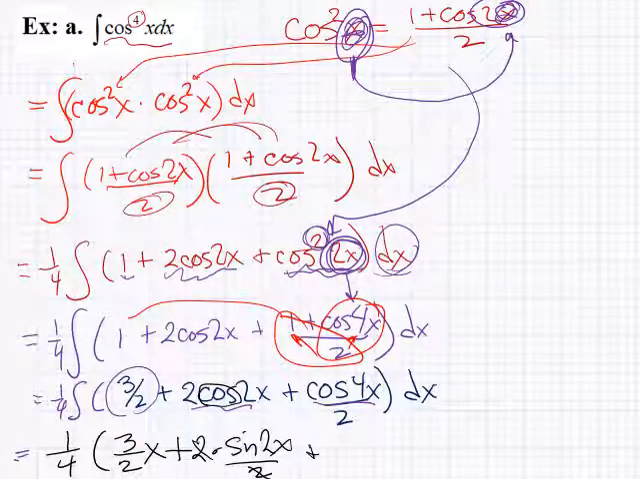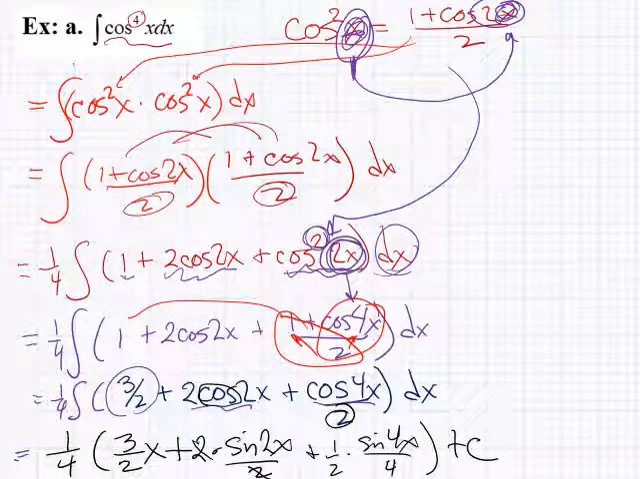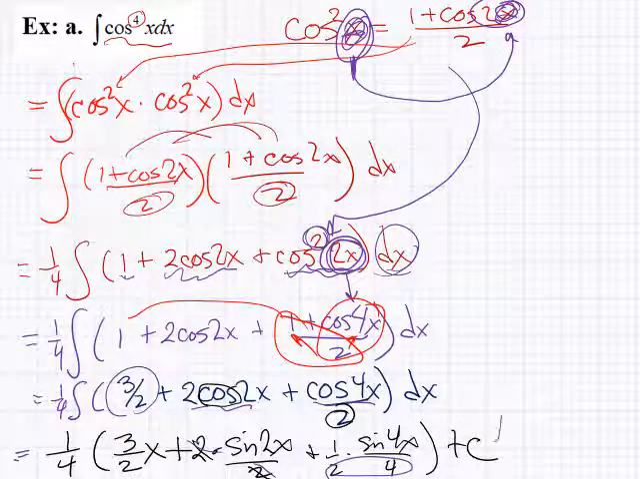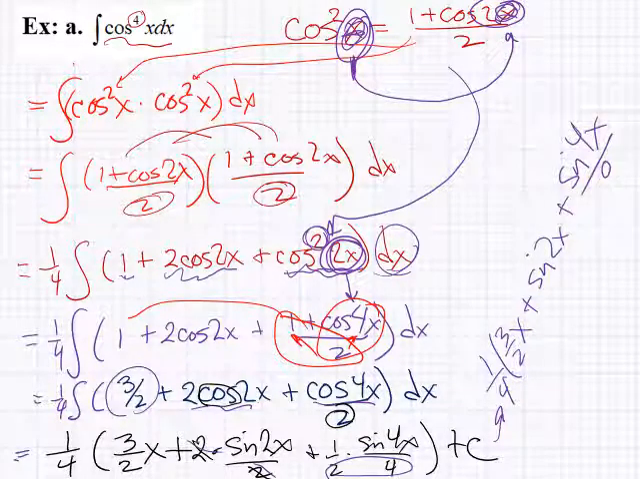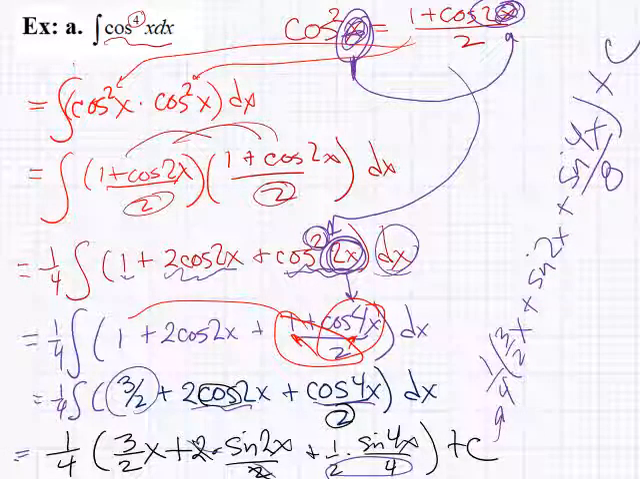Plus, I'll do the same thing here. This is going to be 1/2 because of this. And then I'll have sine 4x over 4. And then I have a plus c. So all I really have to do is multiply these together, cancel these 2's, and I have my final answer, which I'm going to write here. So I'm going to have 1/4 times 3/2 x plus sine 2x plus sine 4x over 8 plus c. And there's your final answer.